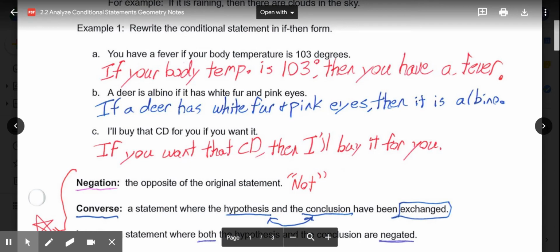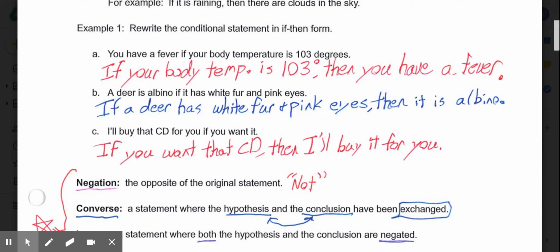In B, a deer is albino if it has white fur and pink eyes. So we could rewrite that to say, if a deer has white fur and pink eyes, then it is albino. And in C, it says, I'll buy that CD for you if you want it. So we're rearranging again: if you want that CD, then I'll buy it for you. So, conditional statements are simply written as if-then statements.